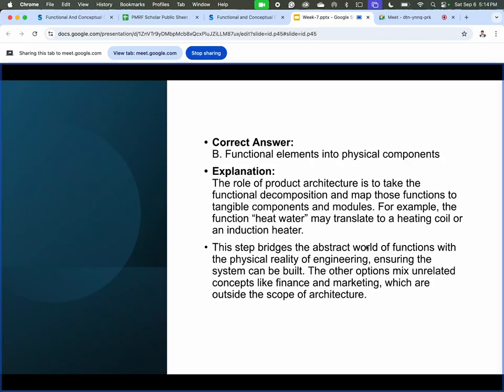So the correct answer for this particular question is option B, functional elements into physical components. And you may go through this slide. Now moving to the next question.